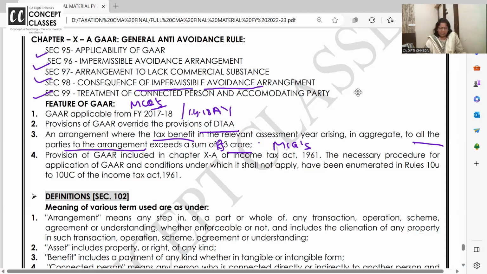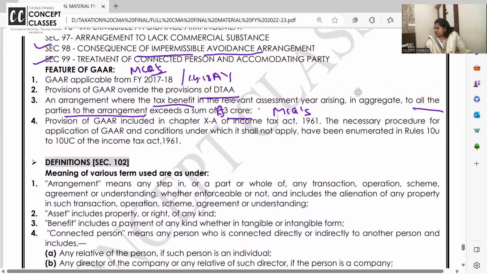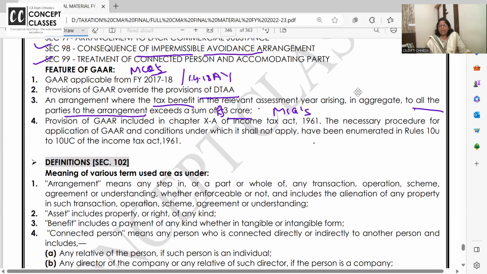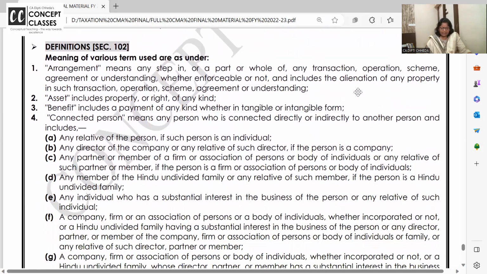And it is applicable for all the transactions after 1st April 2017. Same for the secondary adjustment. I hope I'm not confusing you, but secondary adjustment भी 1st April 2017 के बाद से शुरू हुआ है, and whether the benefit is exceeding 1 crore. ठीक है? Provisions of GAAR are included in Chapter 10A of the Act, and the necessary procedure for application of GAAR and conditions under which it shall not apply have been enumerated in Rules 10U to 10UC. Okay? So where GAAR is applicable and where it is not applicable, let us see.